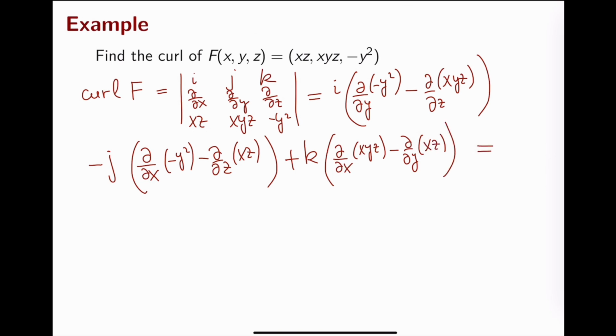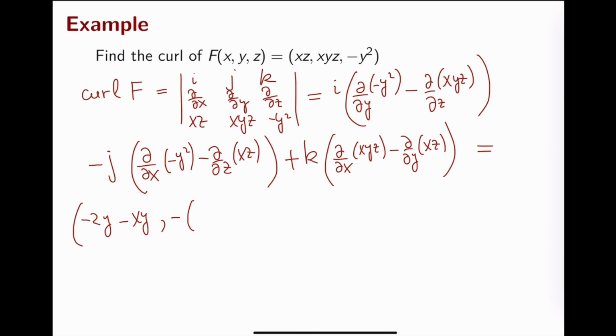Okay, and so now we just calculate these derivatives. So the first component is going to be the derivative with respect to y of minus y squared. Well, this is just minus 2y. Minus the derivative with respect to z of xyz, which is just xy. Okay, that's the first component. The second component is the negative of this, right? Because of this minus here. So it's going to be minus, and let's calculate the subtraction.